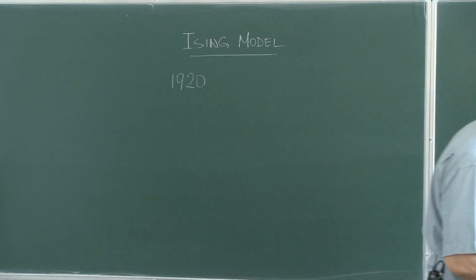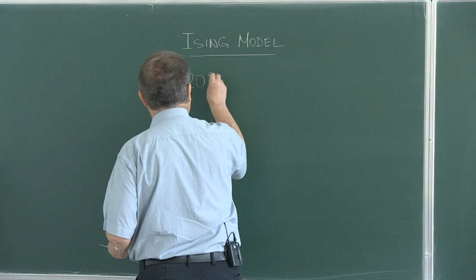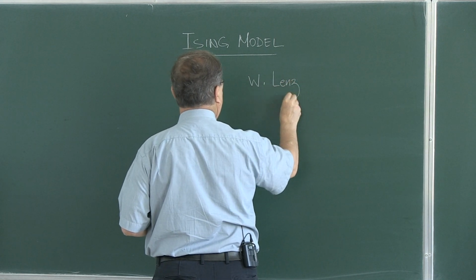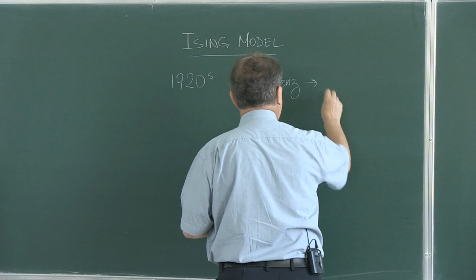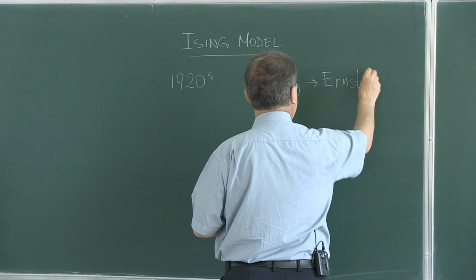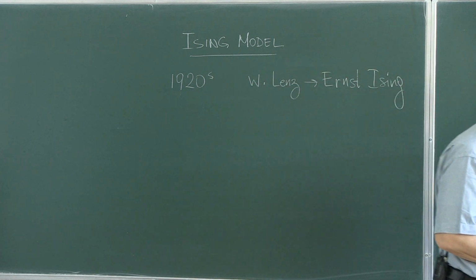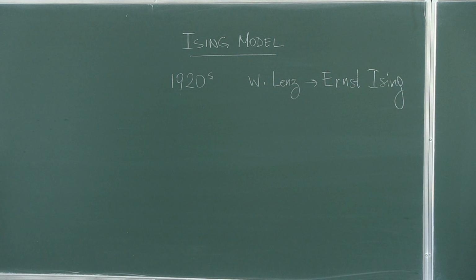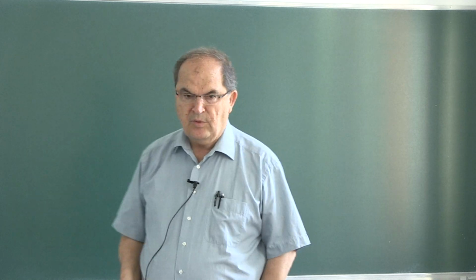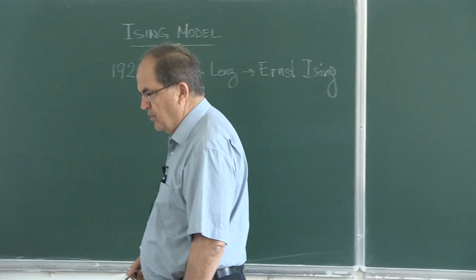It goes back to the 1920s. The problem was given by Wilhelm Lenz to Ernst Ising, or Ising, as a PhD thesis. Ising was able to solve it in one dimension, and he found no phase transitions. So it was a disappointment on his part.